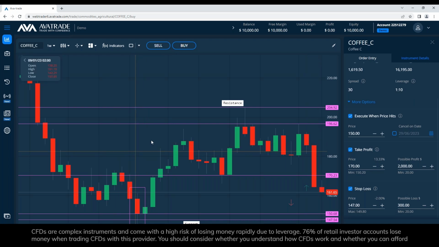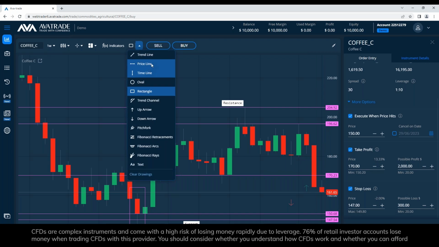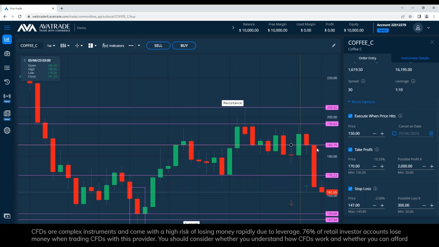As I was explaining, the resistance is the highest point of every chart. As we can see, there are several edge points: 204.9, 196.6. I could also put one here, 185.75. Let's keep it this way.